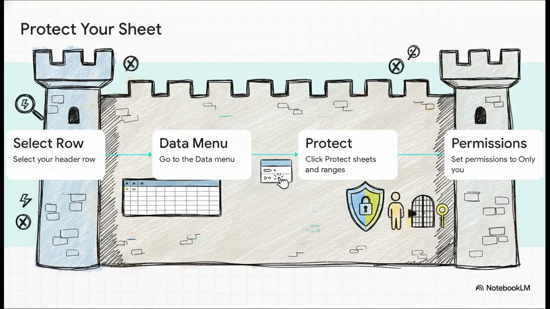So, how do we actually build these defenses? Well, to make sure your students don't accidentally delete your perfectly formatted rubrics, you've got to protect your structural cells using these exact steps. First, select your header row, usually row 1. Then head up to the data menu and click Protect Sheets and Ranges. A panel pops up on the right. You just click Set Permissions and change it to Only You. Boom. You've just built a literal fortress. Your students can type freely in the blank areas, but if they try to mess with your protected titles, the system will completely block them.